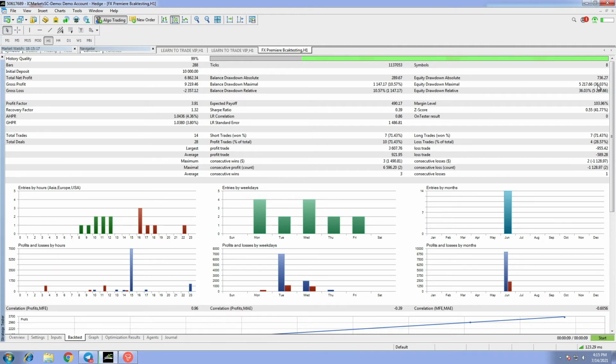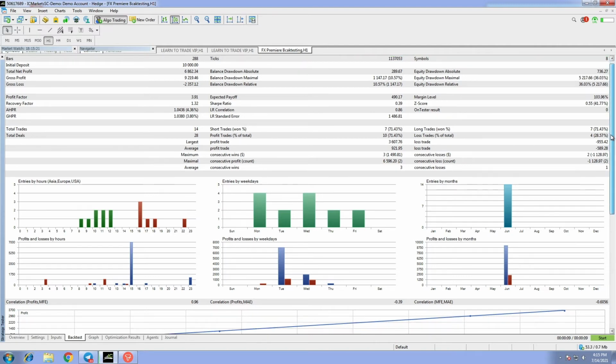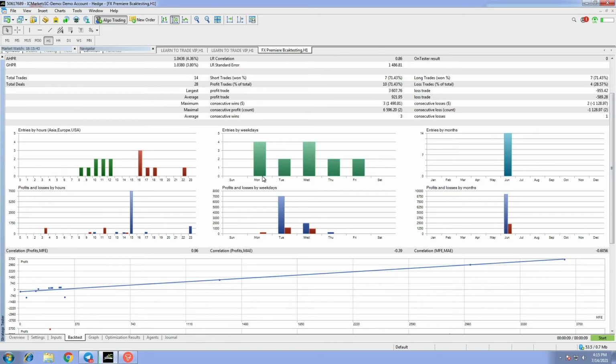As for trades, more than 14 trades were executed in the last month. A total of 71.43% of both short and long trades were recorded during the last month. As you can see, the trades were highly profitable on Mondays and Wednesdays, especially during 3 a.m. and 11 p.m.